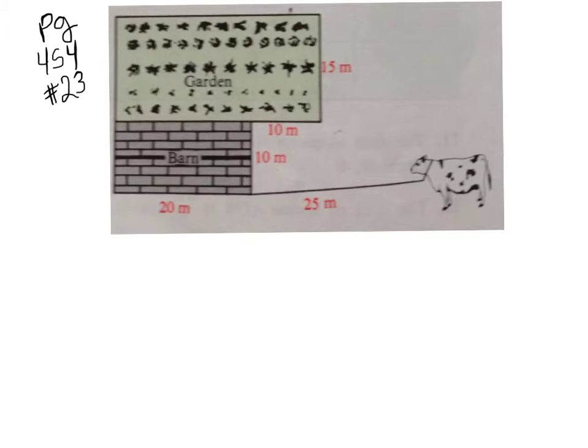This is page 454, number 23. And you have a cow that has a 25-meter leash, and we need to figure out his grazing area. And he can't go into the barn, and he can't go into the garden.